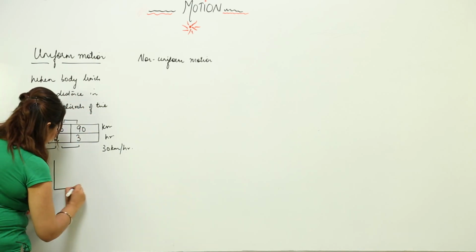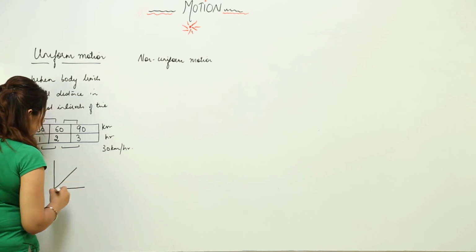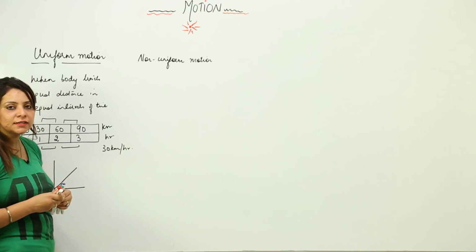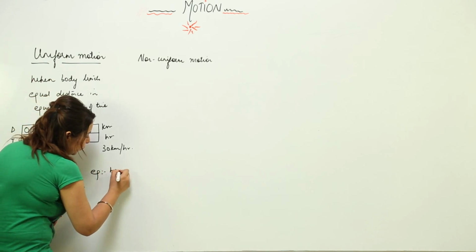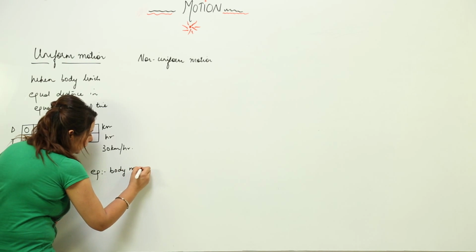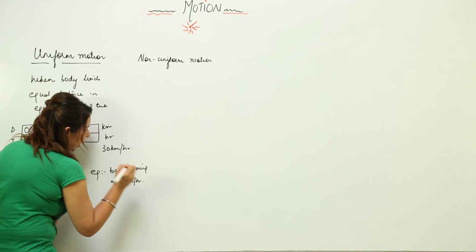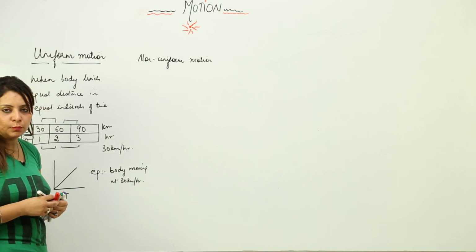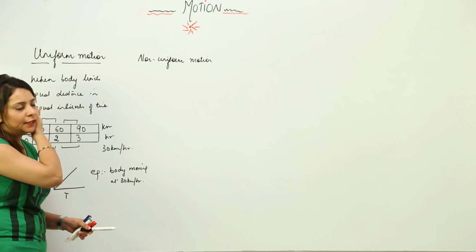And if we plot a graph for it, it comes out to be a straight line graph, because the body is traveling equal distance in equal intervals of time. For example, a car moving at 30 kilometers per hour. That means the motion is uniform, because in each hour it is covering 30 kilometers.